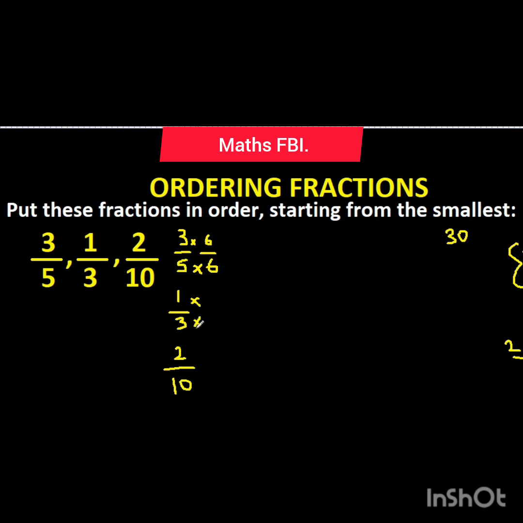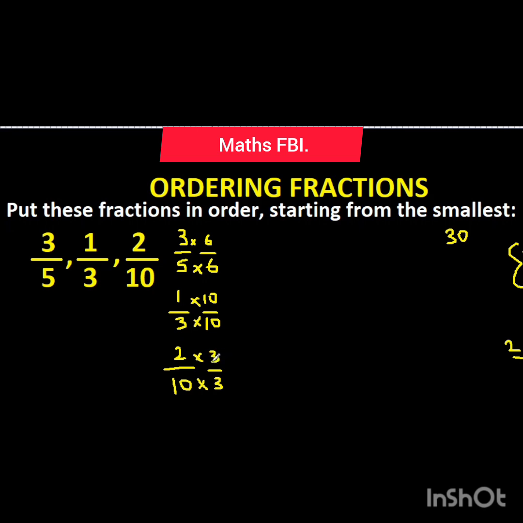What do you multiply by 3 to get 30? That is 10. So if we multiply this denominator by 10, the numerator up here as well must be multiplied by 10. So do the same here. What do you multiply by 10 to give us 30? That's number 3. Multiply our numerator as well by 3.